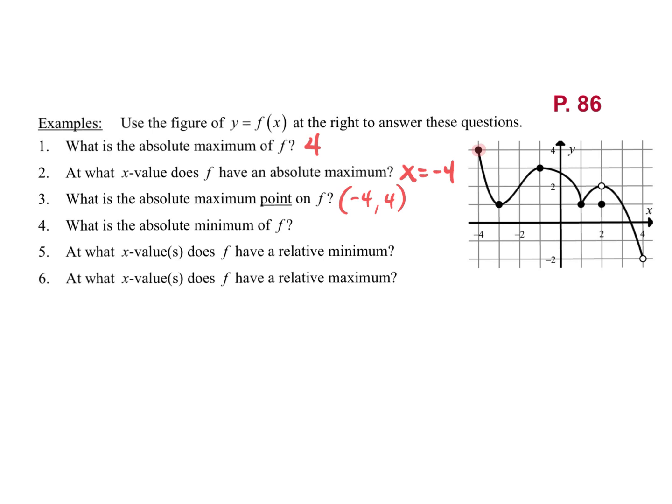What do you got? f of 4 equals negative 2? So negative 2, is that what we think it is? I don't think so. What's the dilemma? What, why, how do you know that? Open circle. We got a little hole here. Okay.